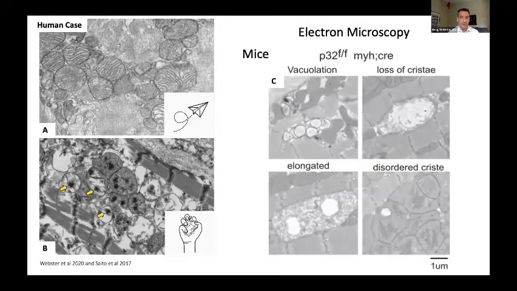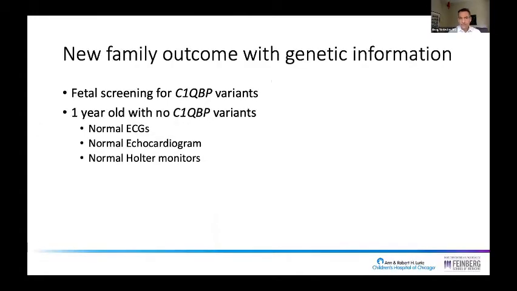And in fact, when we look at mice and give them exactly that same variant, you find those same findings in the mitochondria. These are electron micrographs where the mitochondria are doing the same thing. So in this case, there's a new family outcome. We were able to screen the family's subsequent embryos for the C1QBP variants. This is the gene we found this abnormality in, and have an implantation of an embryo that had none of these variants. And now they have a 1-year-old who has a normal EKG, a normal echo, normal Holter monitors.